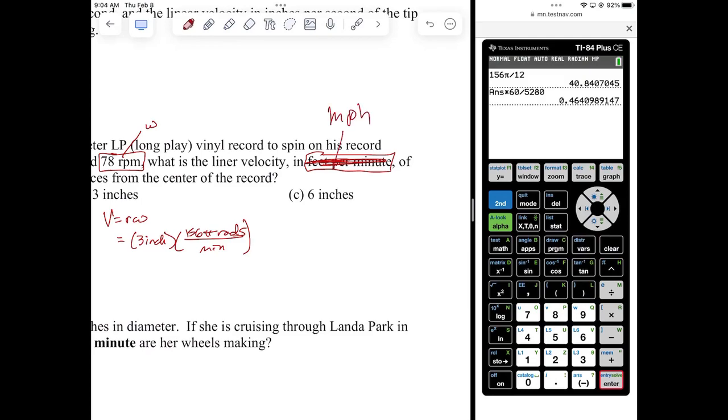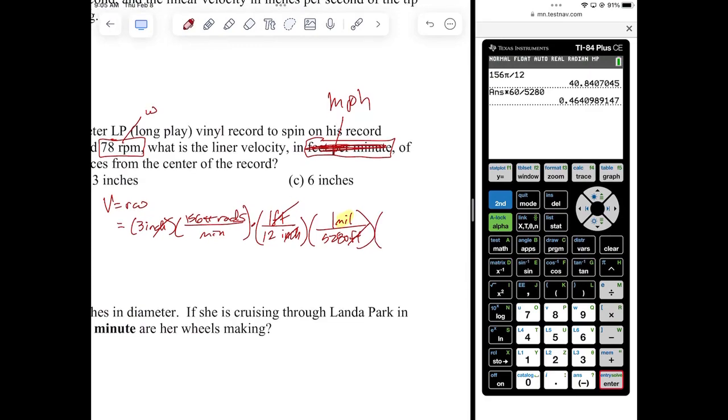So for 3 inches, I need to convert inches to miles. Do I go straight from inches to miles? No. I don't know how many inches are in a mile, but I do know there's 12 inches in 1 foot. So now the inches divide out, and now I know there's 5280 feet in a mile. So now the feet divide out, and we have our desired units of miles. Now I just got to convert from minutes, because rads are unitless. I got to convert from minutes to hours. So minutes on the bottom, minutes go on the top. 60 minutes is 1 hour.